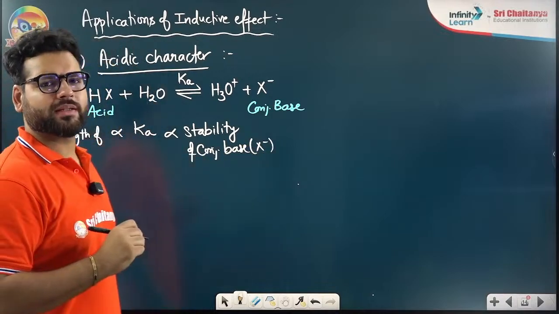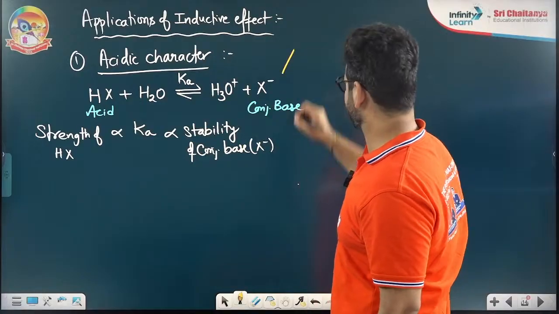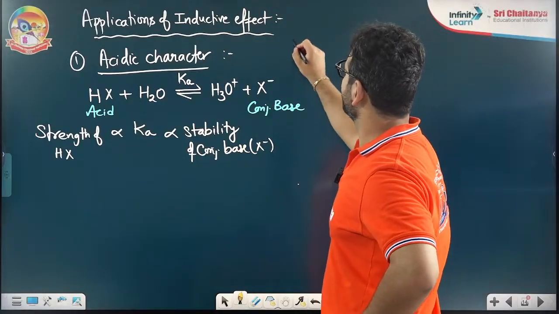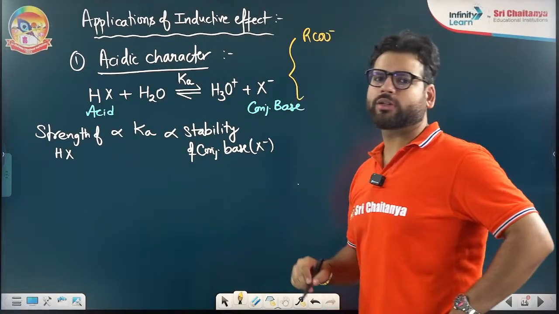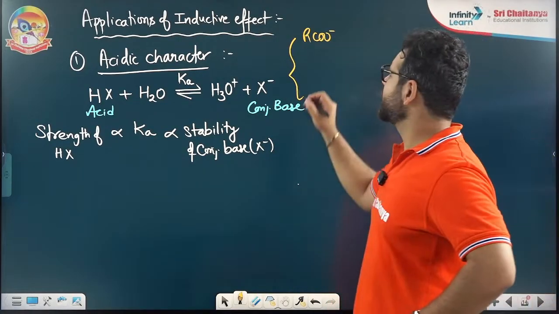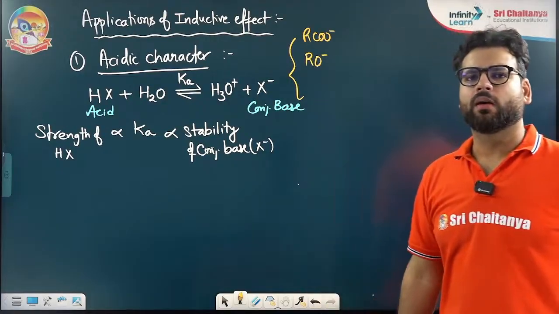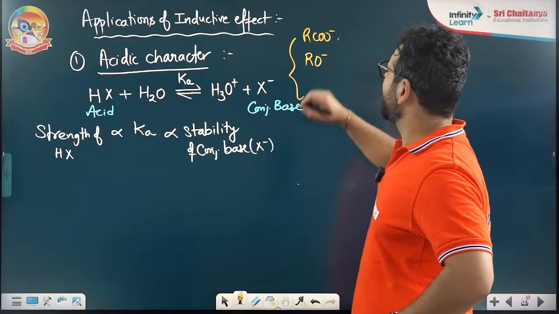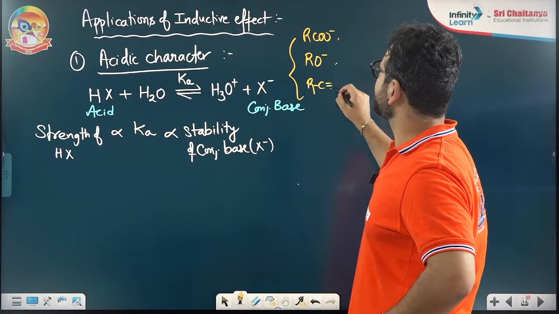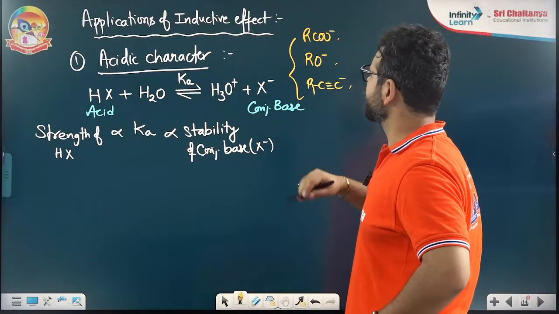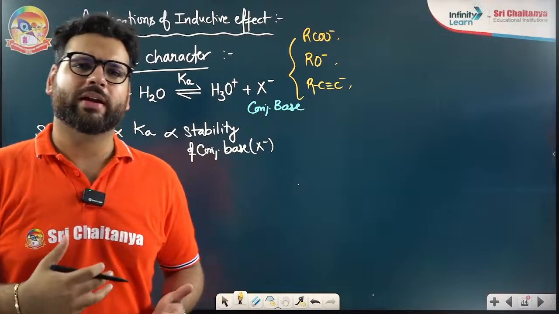This conjugate base in case of carboxylic acid will be RCOO minus, correct? When RCOOH will lose a H plus. In case of alcohols, it will be RO minus, alkoxide. In case of alkyne, it will be C triple bond C minus, like that. These are all kind of anions.